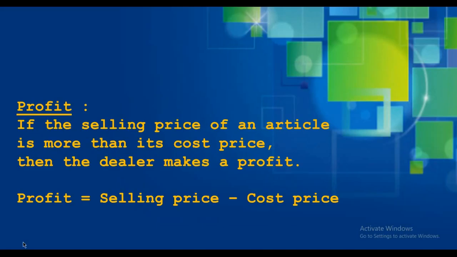So we can define the term profit like this. If the selling price of an article is more than its cost price, then the dealer makes a profit. So profit we can find using the given formula. It is selling price minus cost price. Let's move to the next term. It is loss.